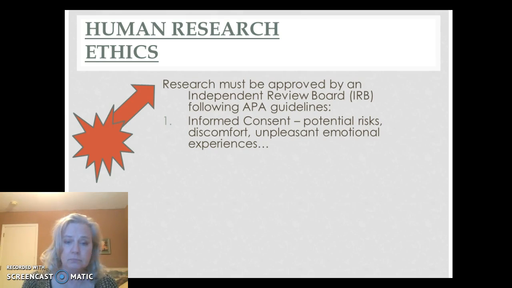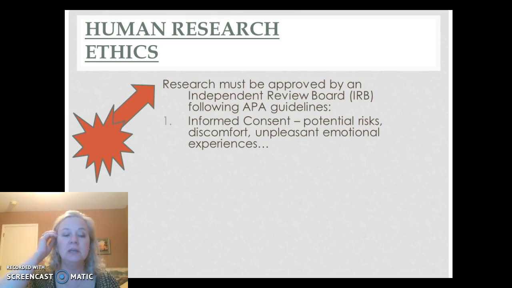First of all, informed consent. This means that every participant in a research study needs to be informed of the potential risks they might experience, the discomfort they might experience, unpleasant emotional experiences, etc. So in other words, if you're doing, for example, a prescription drug study for an anxiety medication, you must know what the potential side effects are.